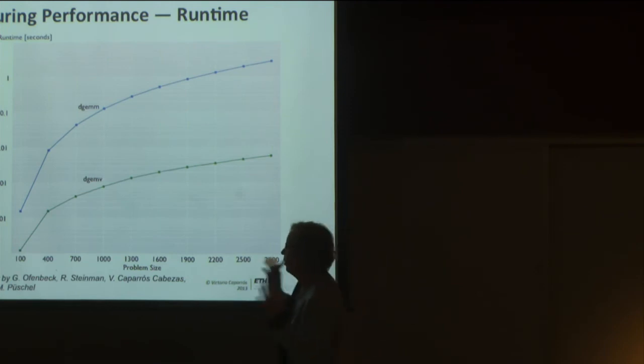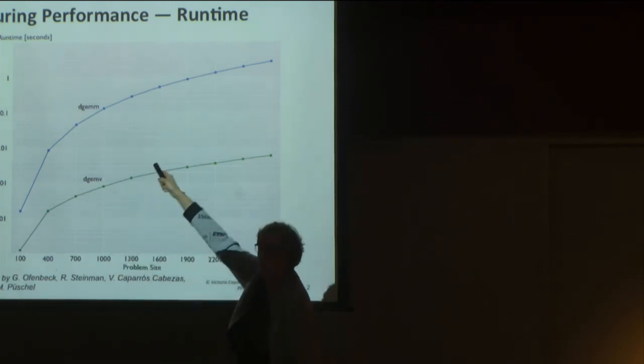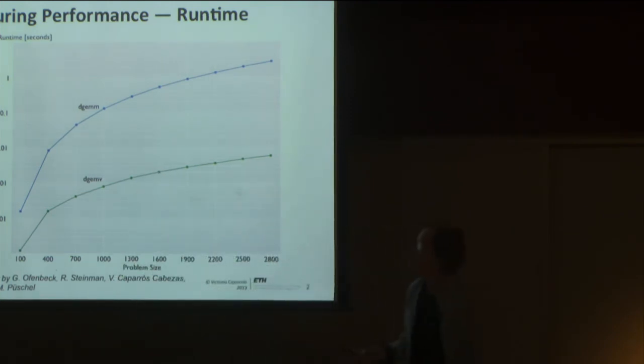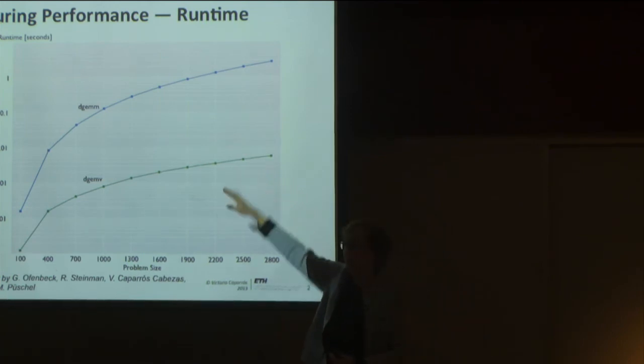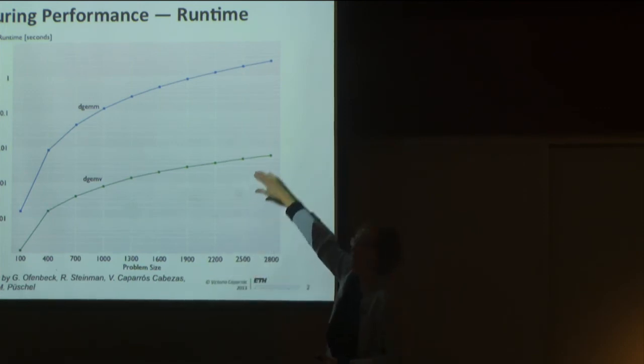Well, we've got to remember what we actually care about. This is running time in seconds. So yes, it's the case that DGEMM runs at higher efficiency than DGEMV, but DGEMV is only doing order n squared flops, and DGEMM is doing order n cubed flops. So DGEMV is faster for a given problem size, but it's running less efficiently.